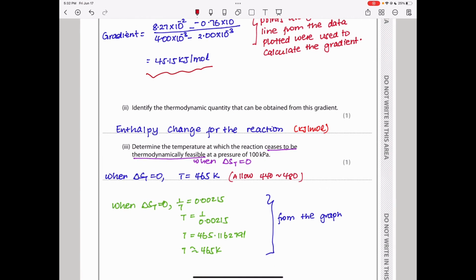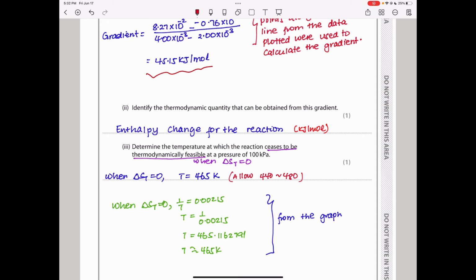They say identify the thermodynamic quantity that can be obtained from this gradient. The value we can get from the gradient is, of course, the enthalpy change for the reaction, which is in kilojoules per mole. The next part says determine the temperature at which the reaction ceases to be thermodynamically feasible at a pressure of 100 kilopascals. It will cease to be feasible if the S total is equal to 0, so at that point the S total is going to equal 0.